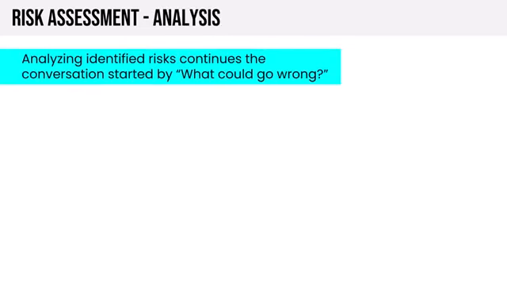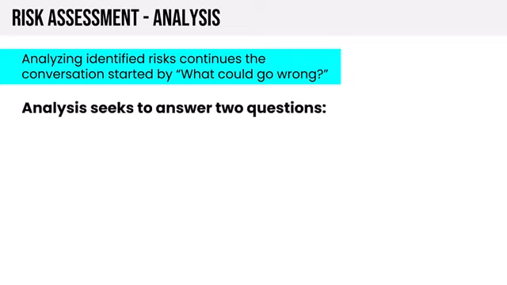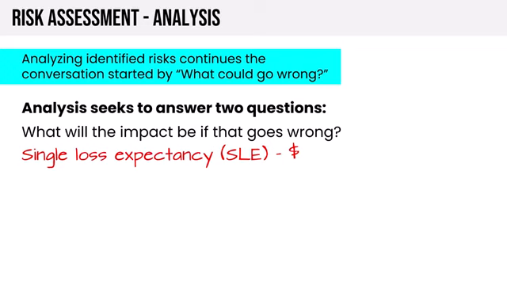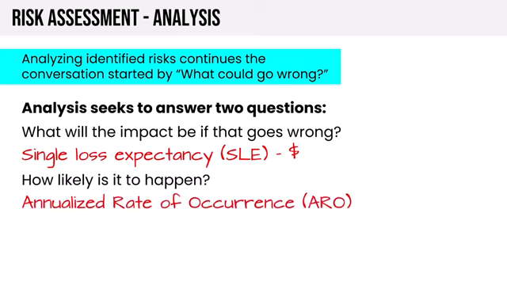And analysis is our next step. Analyzing risks continues the conversation we started by asking what could go wrong. And it seeks to answer two primary questions. What will the impact be if that situation occurs, if the potential impact is realized? And that's what we call the single loss expectancy in quantitative risk assessment. That's expressed as a dollar value. And how likely is that impact to happen? That's what we call our annualized rate of occurrence. So how frequently is it going to occur? That would be expressed as a decimal.